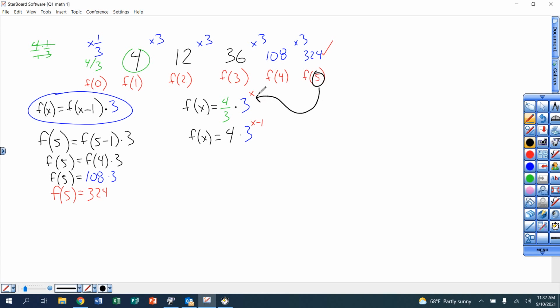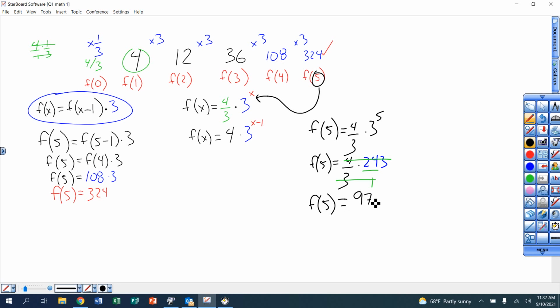So here I go. I got f of 5, 4/3 times 3 to the 5th. 3 to the 5th power, 3 times itself 5 times, gives me 243. I still have that f of 5. I still have the fraction 4/3. Remember, at this point, you could cross cancel or you could just go straight across. 4 times 243 divided by 3. So 4 times 243 gives me 972. And when I divide that by 3, it gives me the 324 answer that I got earlier.